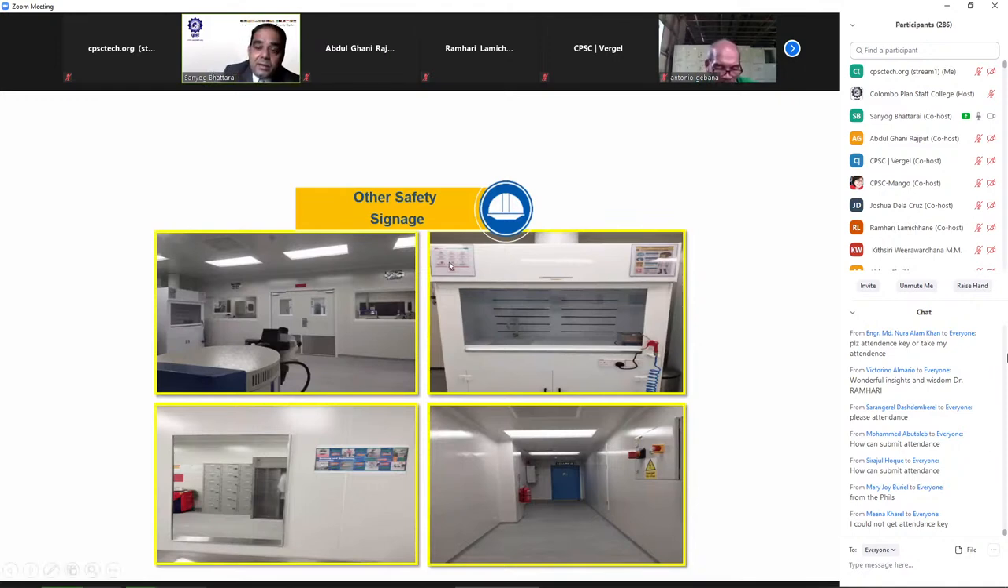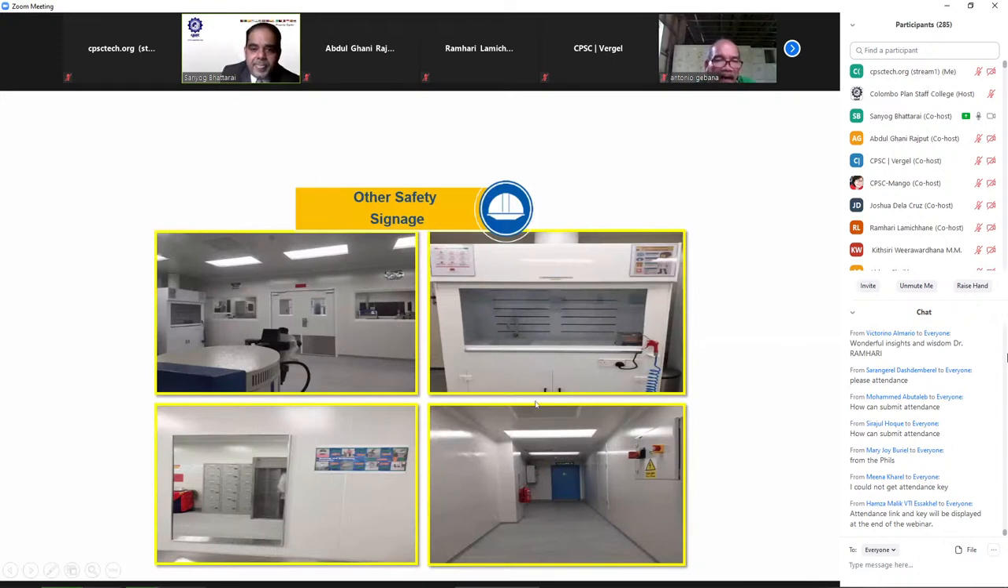Like you can see all the stickers are here for the operation of this machine, how to avoid accident and the hazard. The stickers are here. You can see here also, everywhere you can see safety signage, this information through the different stickers and the posters.